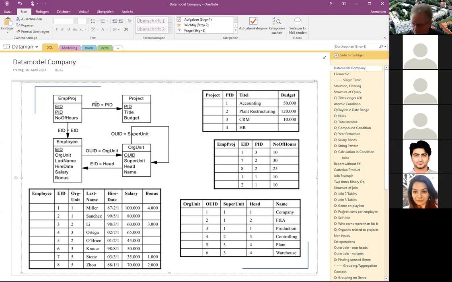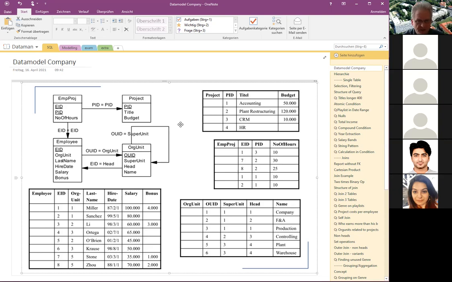Okay, so I would say that I have now explained everything within that data model. Or have I forgotten something? Professor, can you elaborate how we define foreign keys?